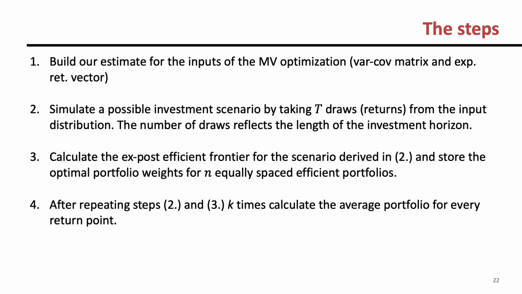We take our inputs for our mean variance optimization. So we take our vector of expected returns that we have built using dividend discount model or CAPE or sum of parts or whatever. We take our variance and covariance matrix.